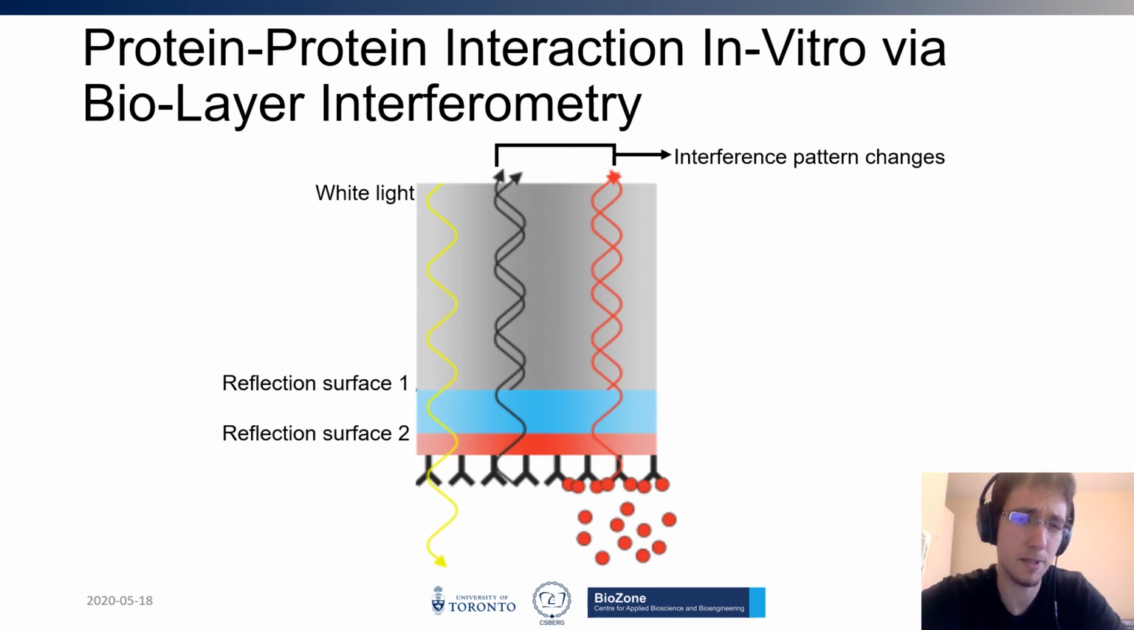I think at the beginning of this presentation I said we were talking about surface plasmon resonance. We're talking about biolayer interferometry, so sorry about that. But nonetheless, you can use biolayer interferometry for this.